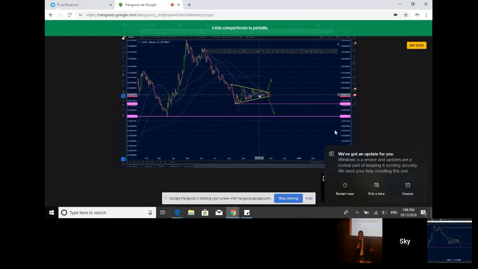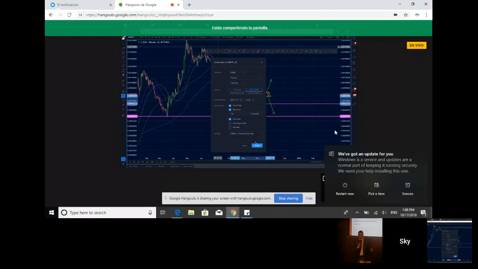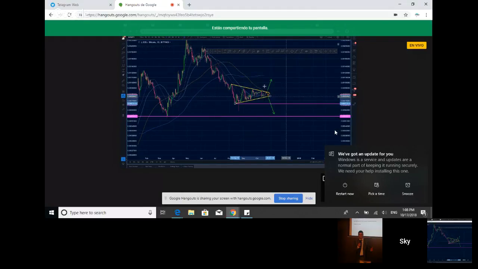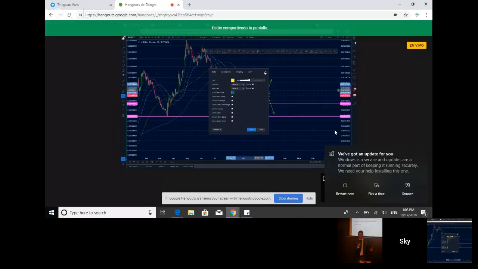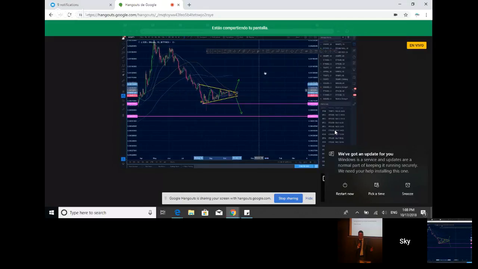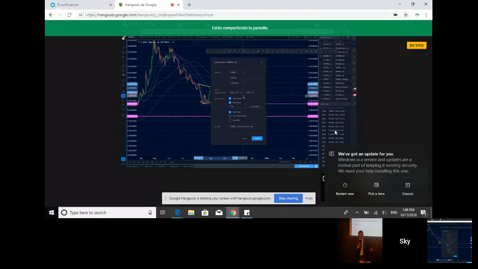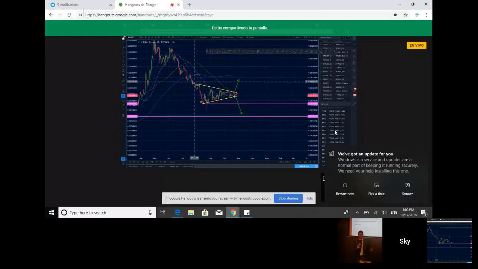I will use an alert on breakout on this trend line because this is a very important trend line for EOS. I will trade it if EOS breaks it, and this trend line as well. If you're using TradingView, you can use these alerts on trend lines. It will be easy to track what is going on with your coins or your Bitcoin or something else. So for me, I will trade EOS only on breakout.